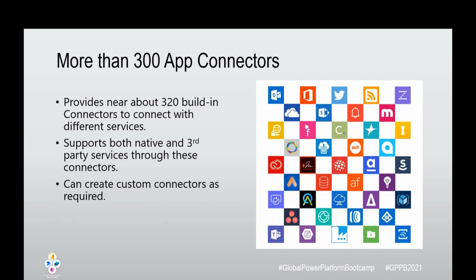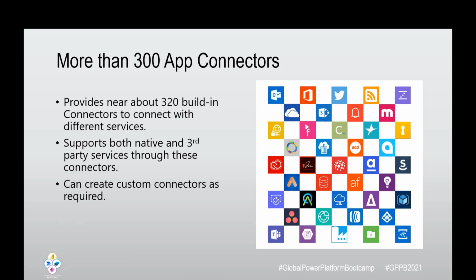So how does this connect with others? Power Automate provides more than 300 app connectors or service connectors by default. It currently has about 320 built-in connectors to connect with different services. They support both native and third-party services. By native, I mean Outlook, SharePoint, Dynamics, and so on. And even third parties like Twitter, Gmail, and others, even Adobe services, can be connected with Power Automate using the provided connectors.